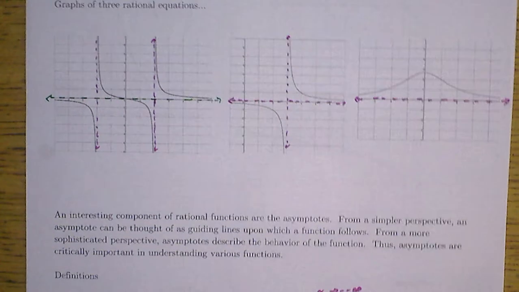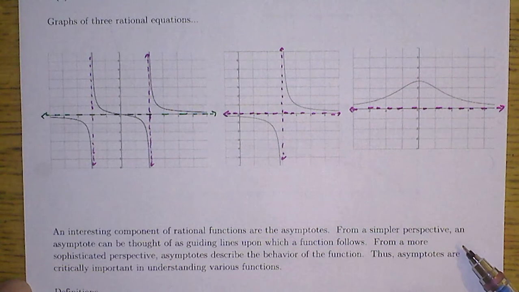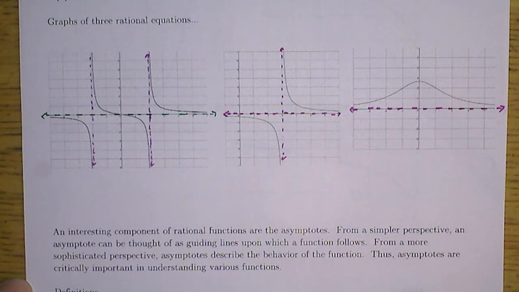So please don't show anybody else who teaches math. I'm just going to perhaps define an asymptote in the following way, initially anyways. Asymptotes are critical to understanding rational functions. From a simpler perspective, an asymptote can be thought of as guiding lines upon which a function follows. From a more sophisticated perspective, asymptotes describe the behavior of a function.